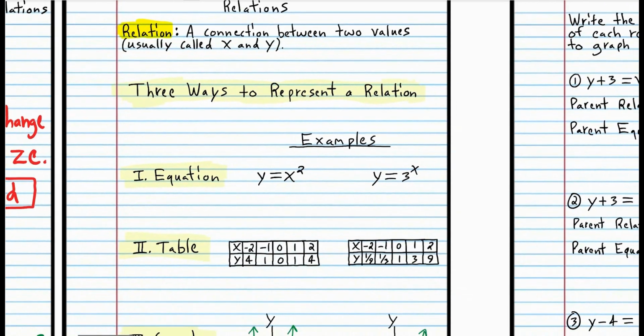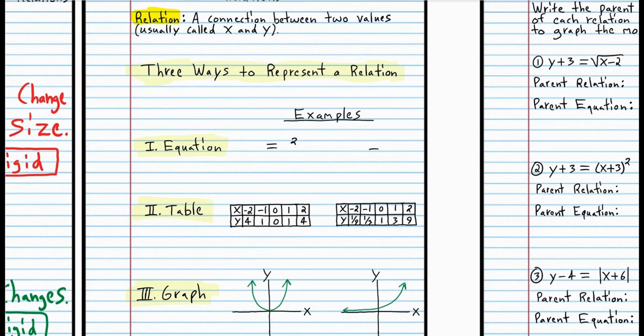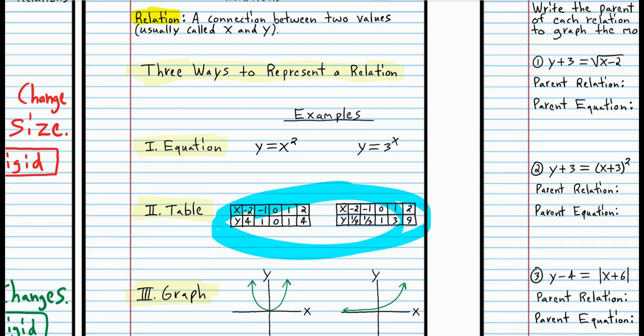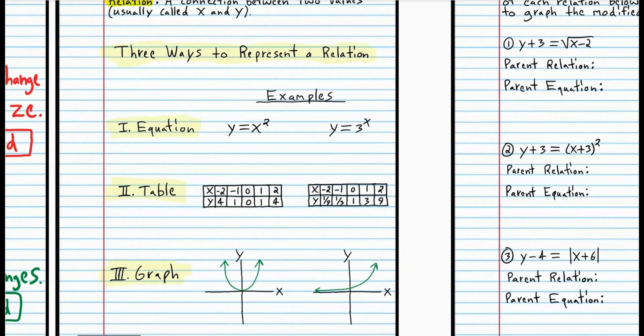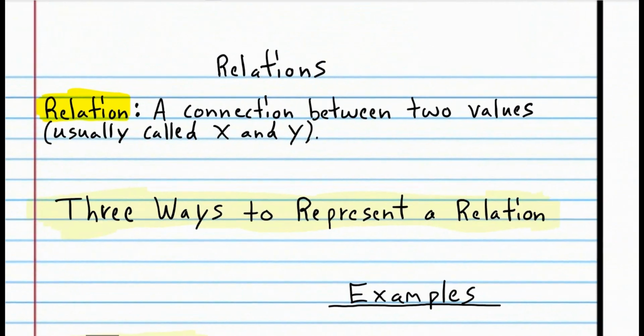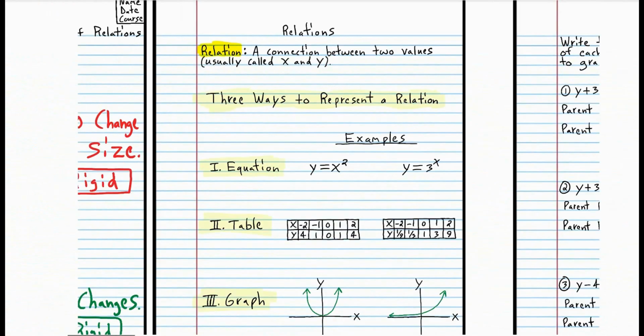And there's three different ways to write a relation. You can write it as an equation in those examples, or you can write a relation with tables in those two examples, or you can write a relation as a graph with these two examples. So all three of these methods express the relation between two values. A relation is a connection between two values, usually called x and y. That's another way to explain it.